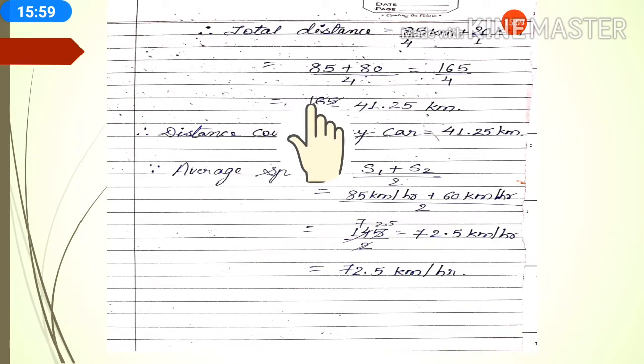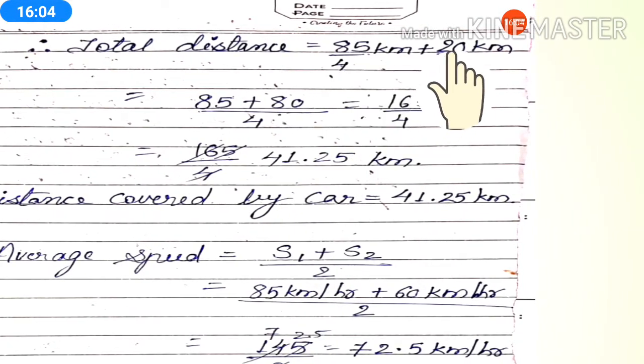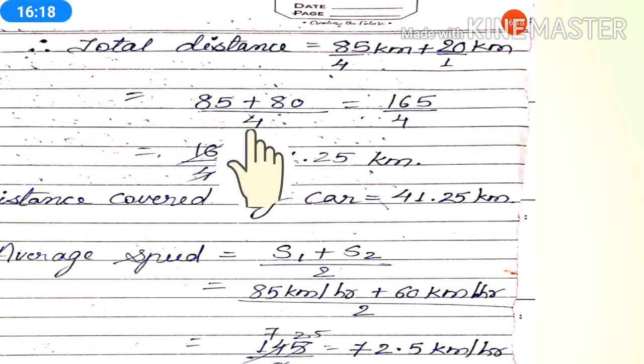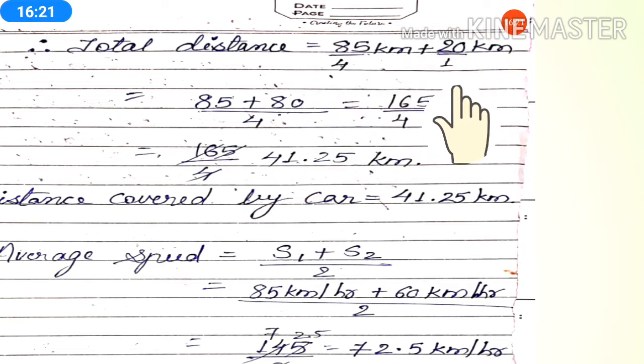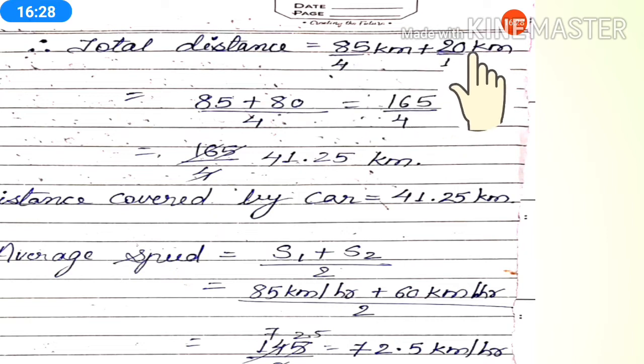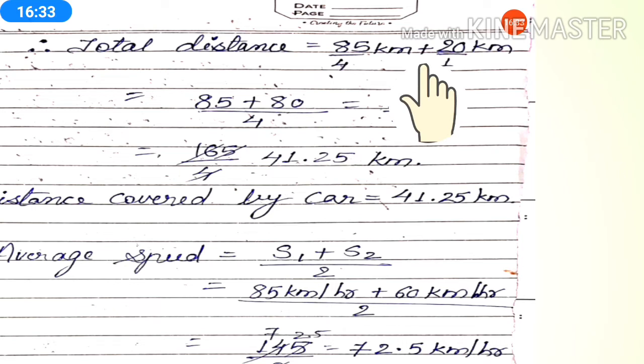So for the total distance we will add the values 85 by 4 kilometer plus 20 kilometer, but here in the denominator there is no value, so we can put 1 for calculation. As we know, for denominators what do we take? LCM. So 4 and 1, you take LCM, so it will be 4. Now we can do cross multiplication. 1 into 85, 85 ones are 85, plus 4 into 20, 4 twos are 8, so 80.